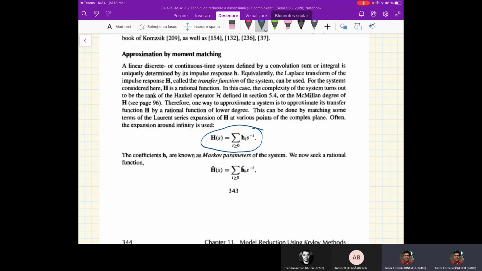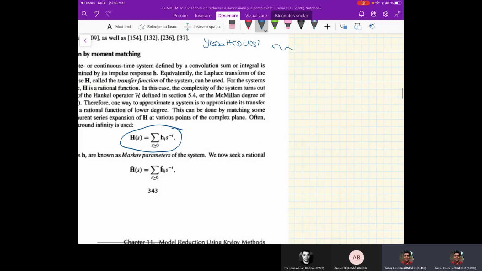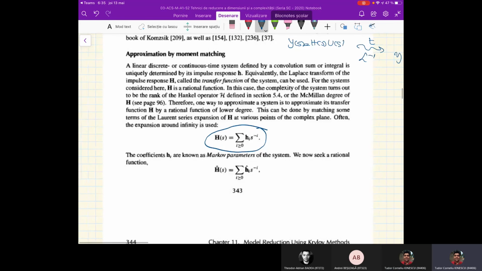Okay, so a linear, discrete or continuous time system is defined by a convolution or sum of integrals. Please keep in mind that Y(s) = H(s)U(s). You remember this: it is a transfer function, but in the time domain, taking the inverse Laplace transform, it gives you that the time domain response is the convolution between the impulse response of the system and an input. So it's determined by the impulse response.